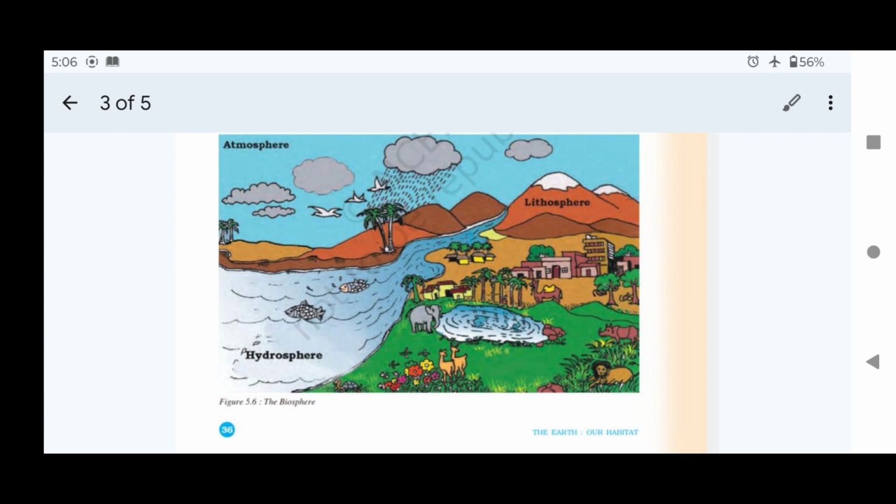Here is a picture of atmosphere, lithosphere, hydrosphere, and this space is called biosphere. Biosphere.